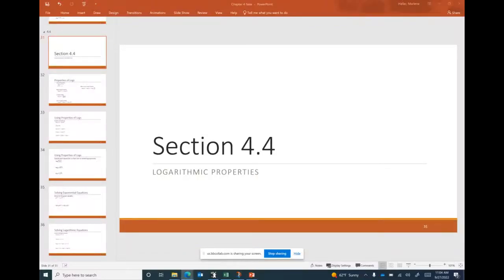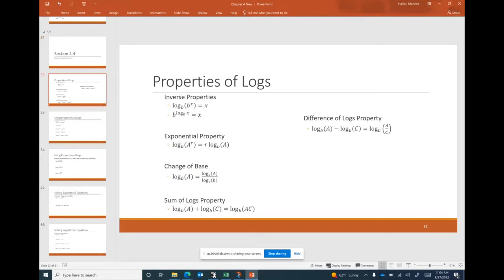Hello, this is a lecture for section 4.4, logarithmic properties. All right, let's begin with a review of several properties that we've already discussed.